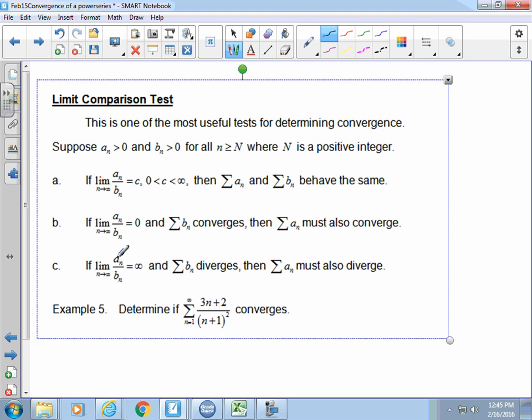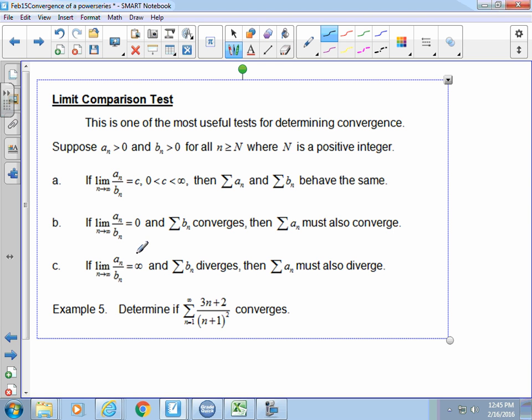If the limit as n approaches infinity of a sub n over b sub n equals 0, and b sub n converges, then a sub n must also converge. Now, would you agree that if this limit equals 0, that means that at some point b sub n was bigger than a sub n? Right? Well, if b sub n is bigger than a sub n, and b sub n converges.